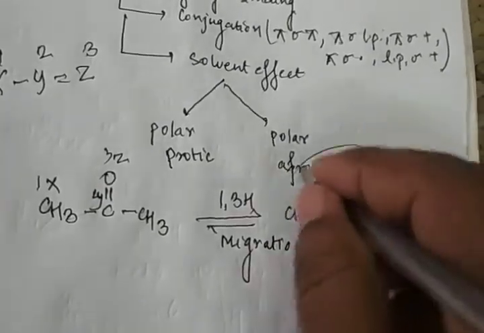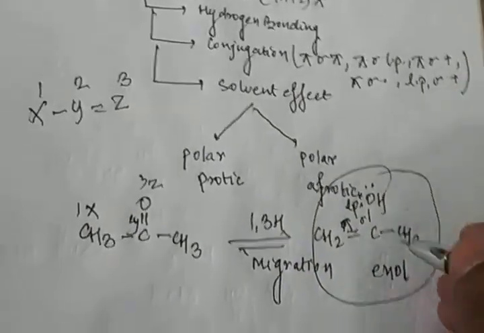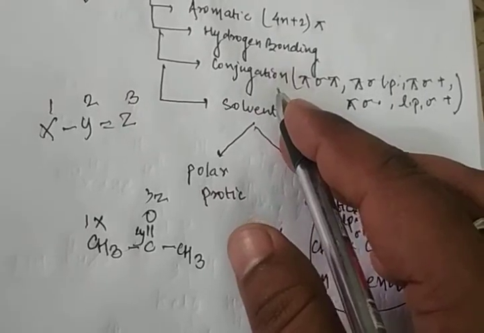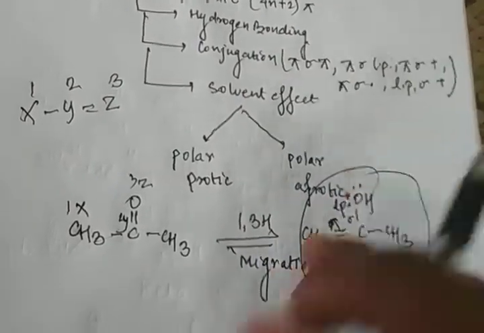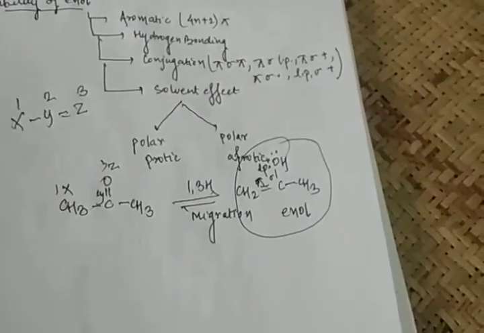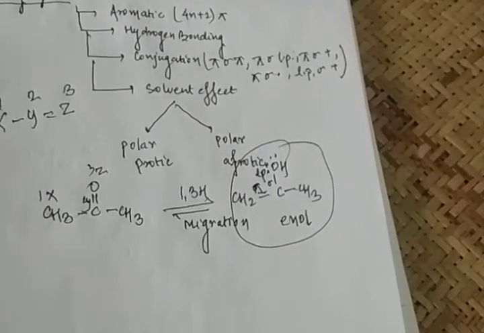So this is stable because of what? Conjugation, because there is a pi sigma lone pair. Clear? Clear 100%? Okay.